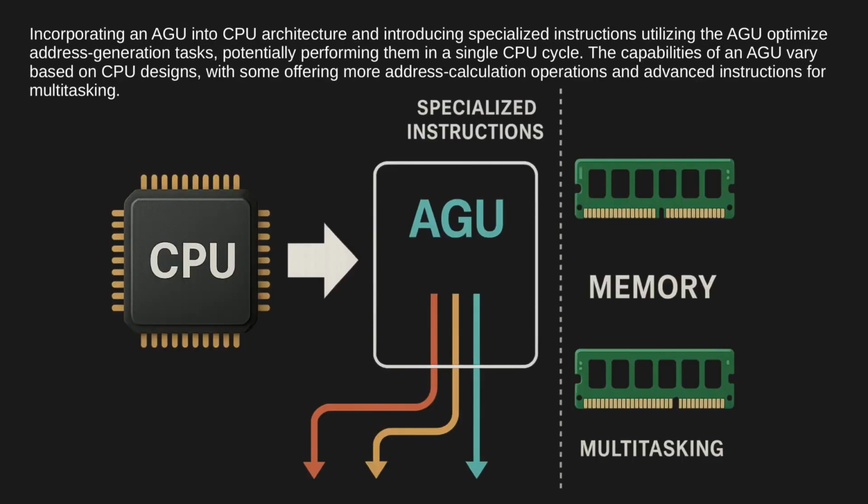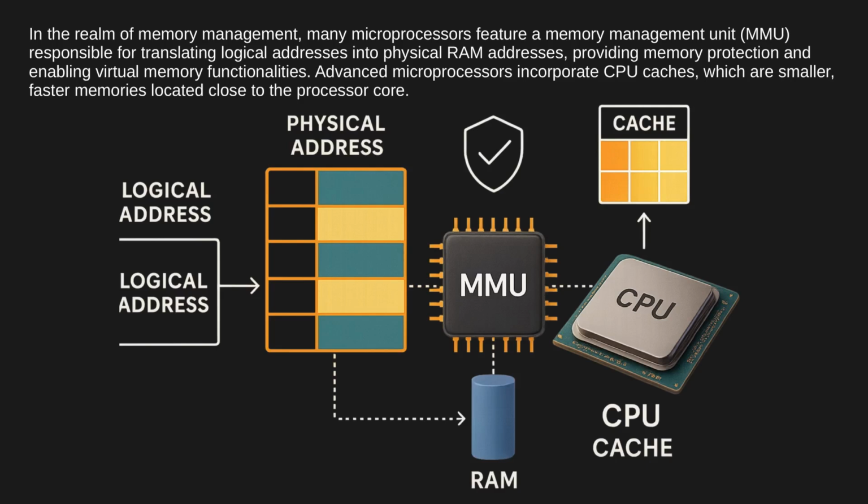Incorporating an AGU into CPU architecture and introducing specialized instructions utilizing the AGU optimize address generation tasks, potentially performing them in a single CPU cycle. The capabilities of an AGU vary based on CPU designs, with some offering more address calculation operations and advanced instructions for multitasking. In the realm of memory management, many microprocessors feature a memory management unit, MMU, responsible for translating logical addresses into physical RAM addresses, providing memory protection and enabling virtual memory functionalities.